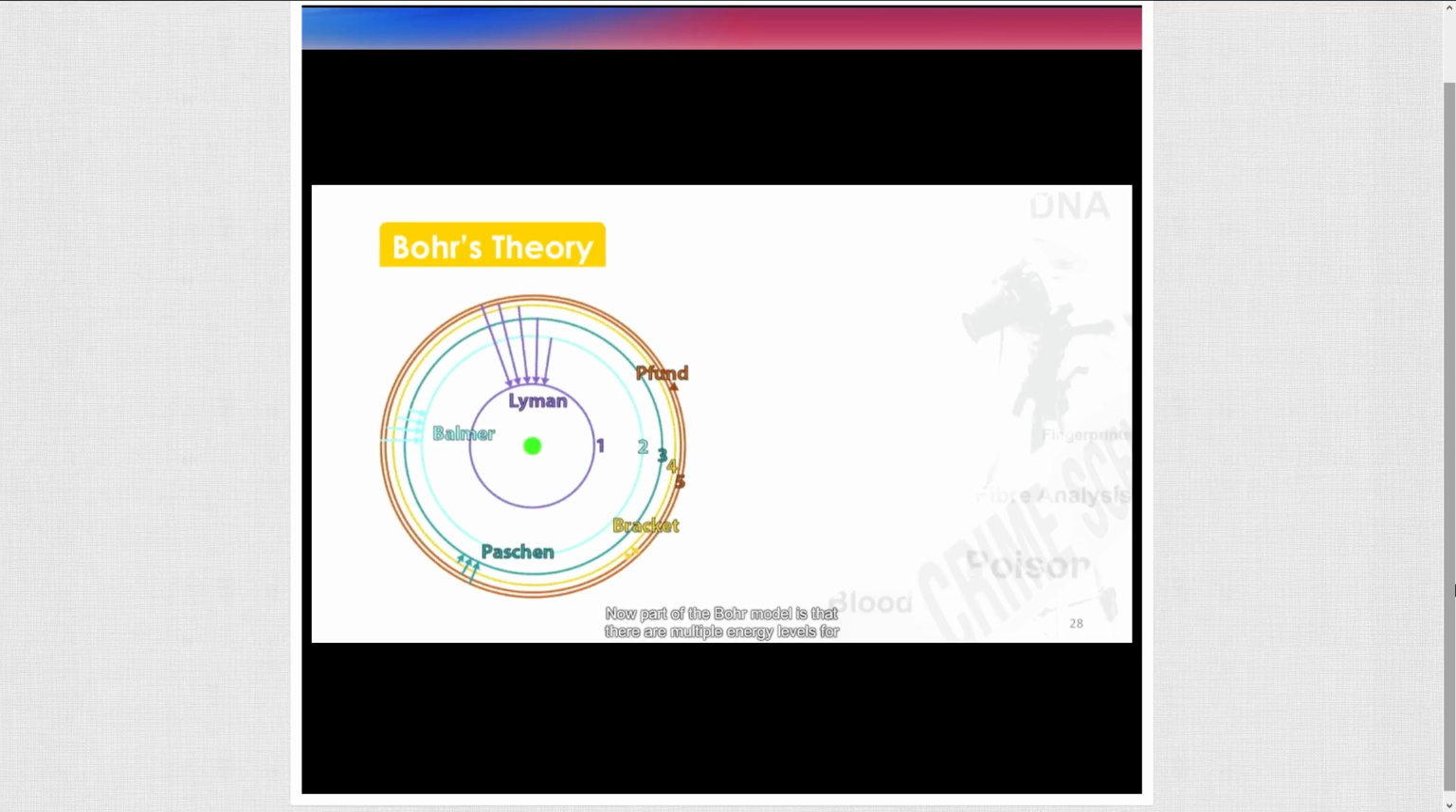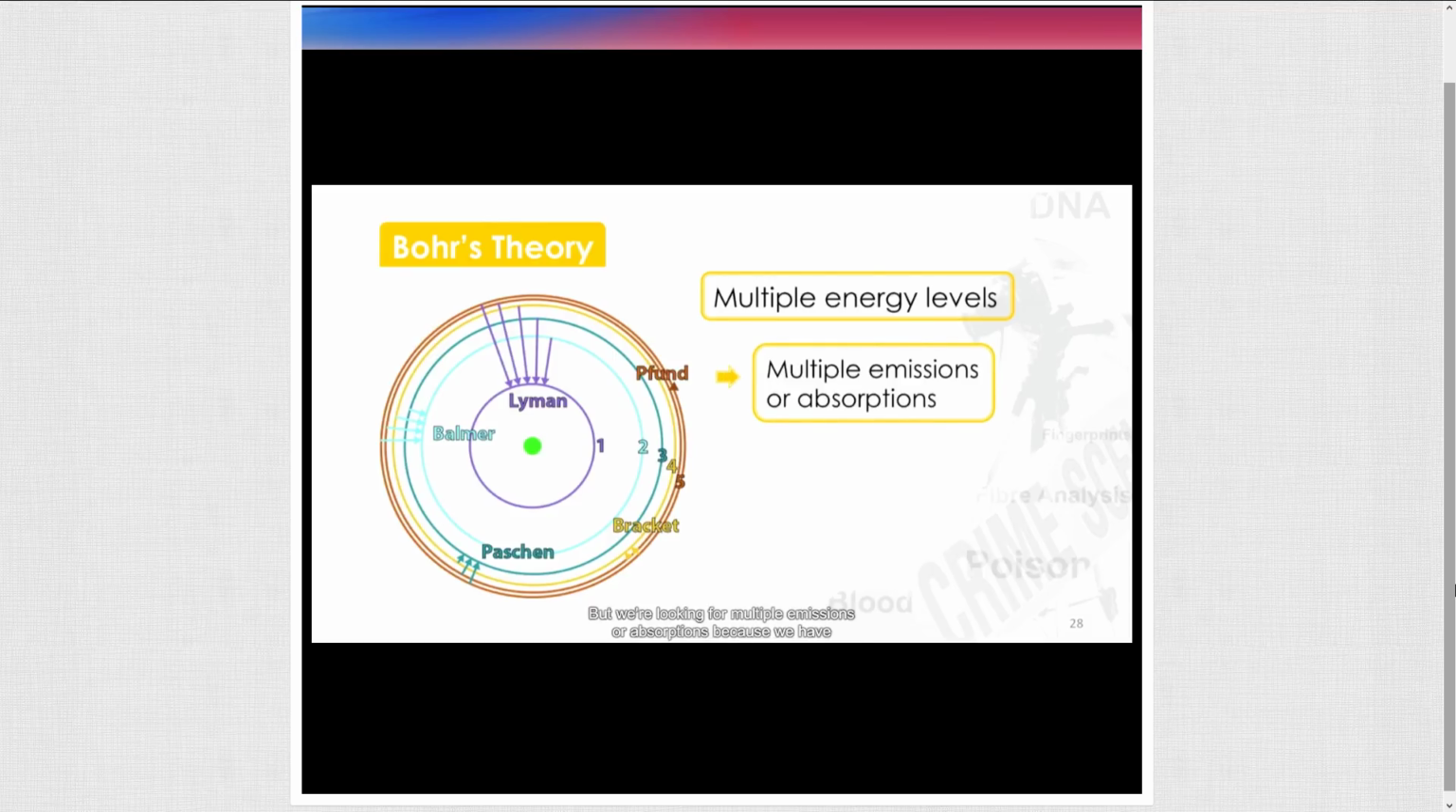Now, part of the Bohr model is that there are multiple energy levels for any particular atom. And that means we're not looking at a single emission going from one single energy level to another, but we're looking for multiple emissions or absorptions because we have multiple energy levels and electrons can go between various of these. So that means for an atom we don't get a single line, but we get multiple lines, just as Fraunhofer saw in the solar spectrum.